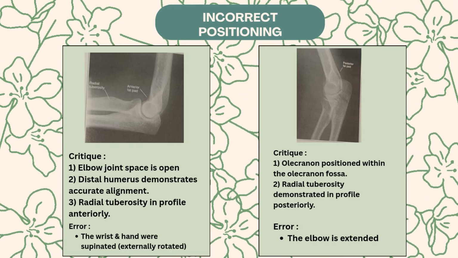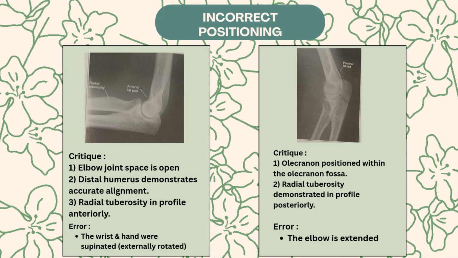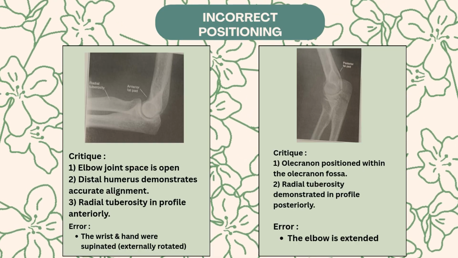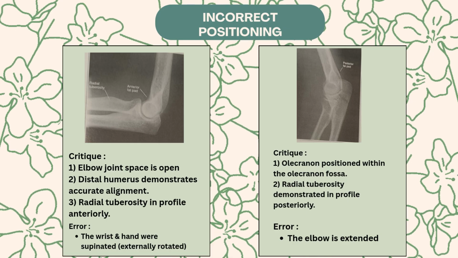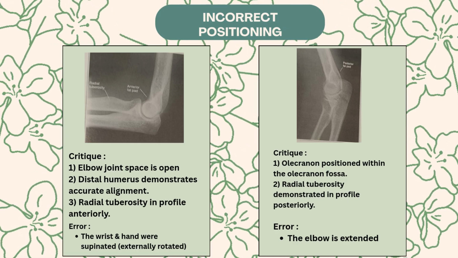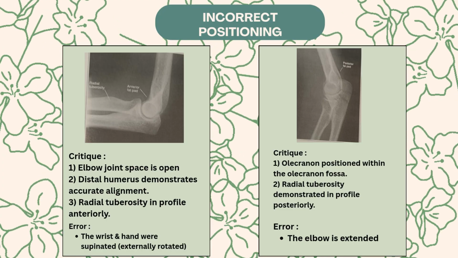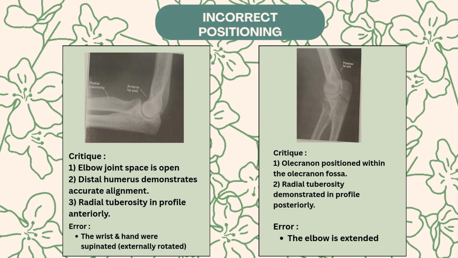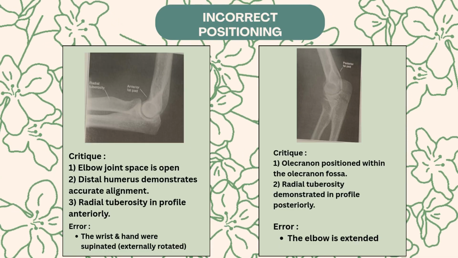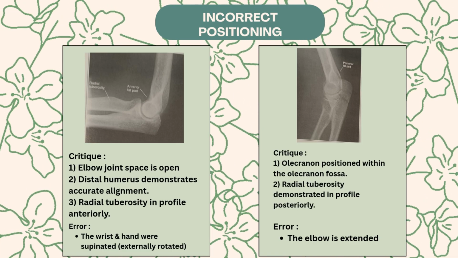The next image shows that the olecranon is positioned within the olecranon fossa and the radial tuberosity is demonstrated in profile posteriorly. This indicates that the elbow is extended. To improve this, we can flex the elbow to 90 degrees if possible.